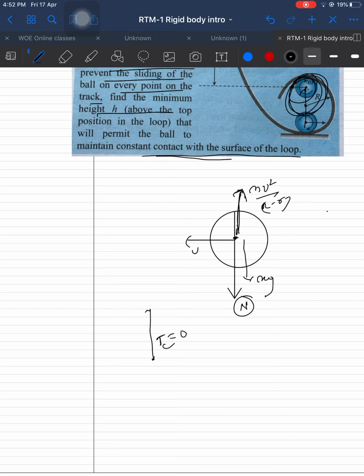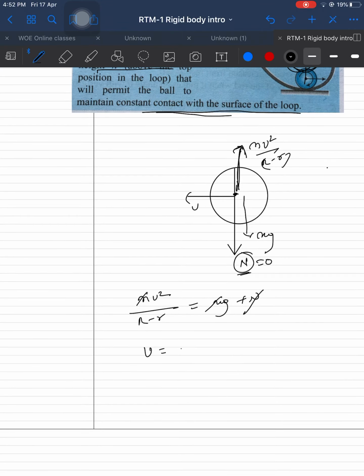mv square by (capital R minus small r) is equal to mg plus N. N is equal to 0. m gets cancelled. v is equal to square root of (capital R minus small r) into g. If we remember, in a vertical circular motion, v is equal to square root of rg we got. Here it is capital R minus small r. What is small r? Small r is the radius of the sphere.